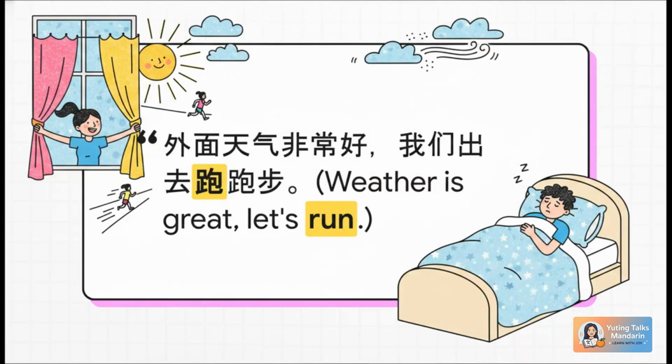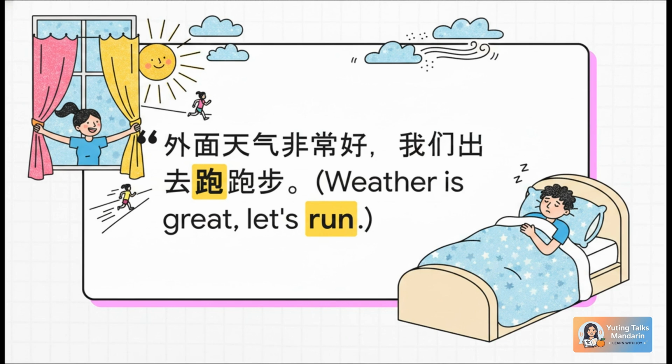Let's try out another scenario. 儿子，快起床，外面天气非常好，我们出去跑跑步. Son, wake up. The weather is great outside. Let's go out for a little run. 今天是周末，你让我再睡一会儿吧。 Today's the weekend. Let me sleep just a little longer.